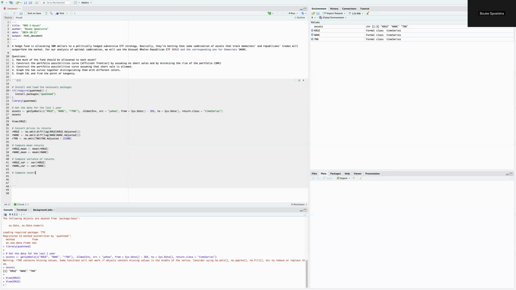Now we'll compute the covariance of returns. So that would be, call it R CRUZ, R Nance, cov(R CRUZ, R Nance). And this covariance function will return that.